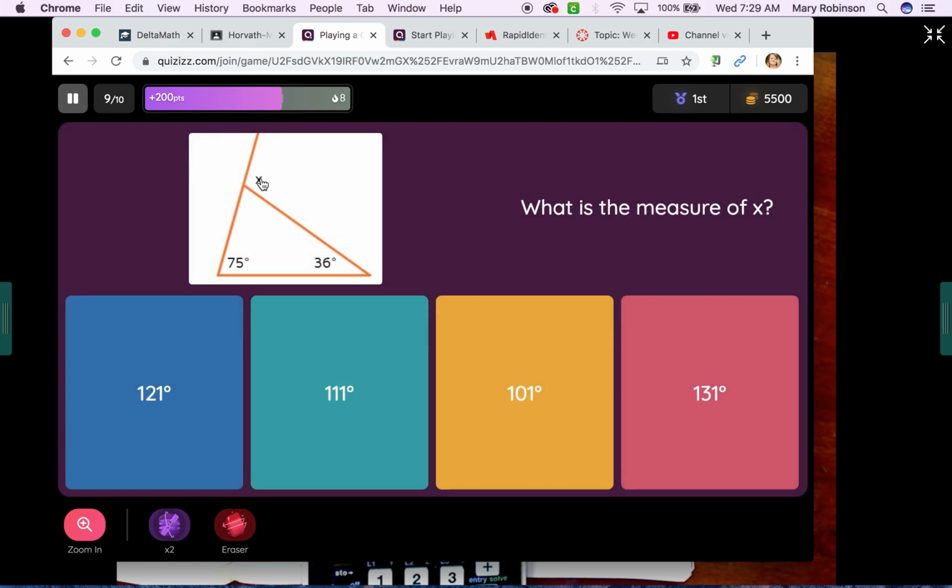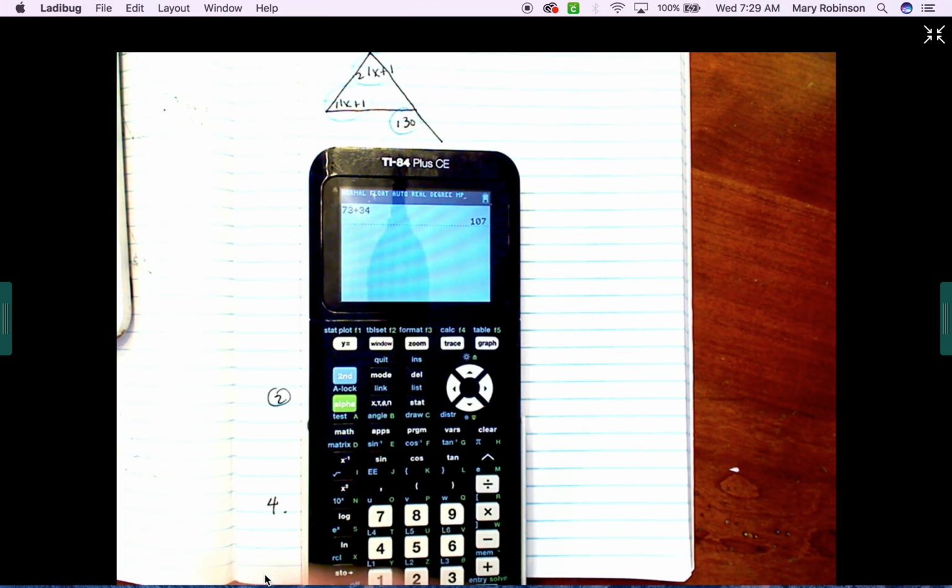And next, what is the measure of x? Again, this is the exterior angle. I'm going to add these two remote interiors, so 75 plus 36. So on my calculator, I'm going to add 75 plus 36. And I get 111.